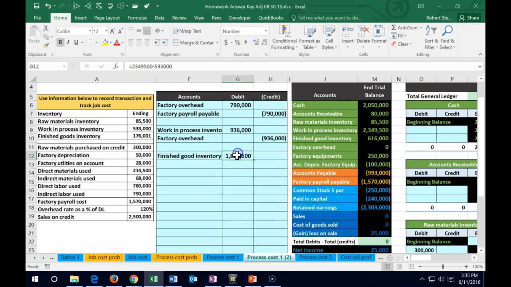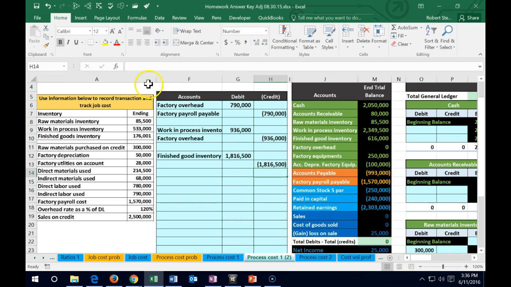Now, you might be tempted to do this. Instead of putting this number here, you could say this equals this number minus 533,000. Now, when we post that, you're going to have a problem, because that'll create a circular reference. This number is going to be used to change that number, and we just used this number to make that number. So once we post it, that'll cause a problem. That's why we have to hard code this one, in this case, to be 2,349,500, like that. And then we're going to credit something for that amount.